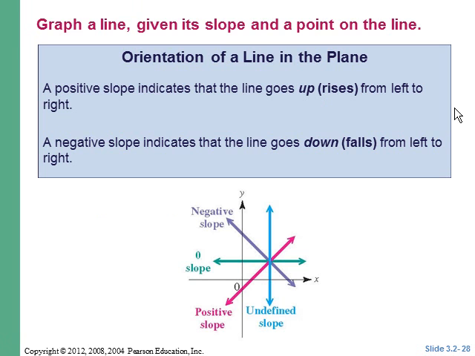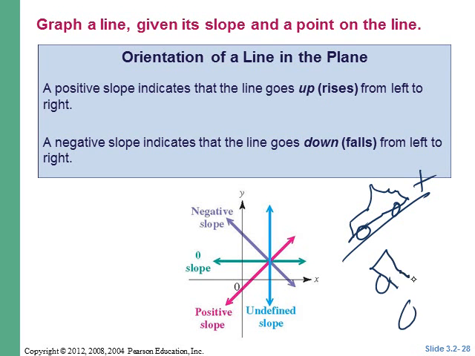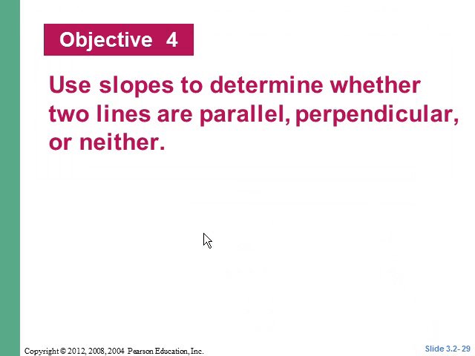All right, so what is true about the orientation of the line? The way I remember it is if the truck is going uphill, it's a positive slope. If the truck is going downhill, it's a negative slope. Don't you like my trucks? So a vertical line, of course, would be undefined. A horizontal line has a slope of 0.